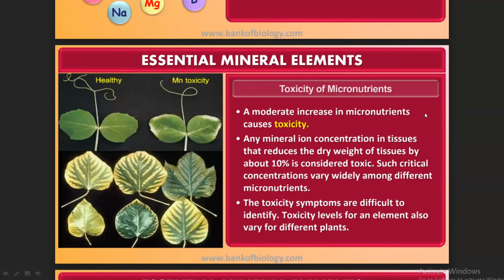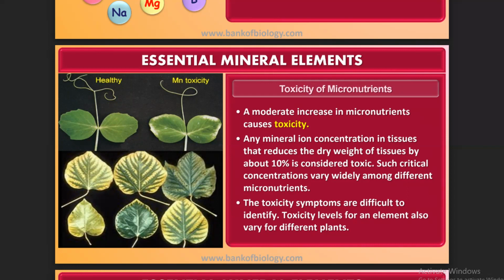A moderate increase in micronutrient is called toxicity. Any mineral ion concentration in tissue that reduces the dry weight of tissue by 10% is considered to be toxic. It will make the plant grow slowly. Such critical concentrations vary widely. The toxicity symptoms are difficult to identify. Toxicity levels for an element also vary for different plants.